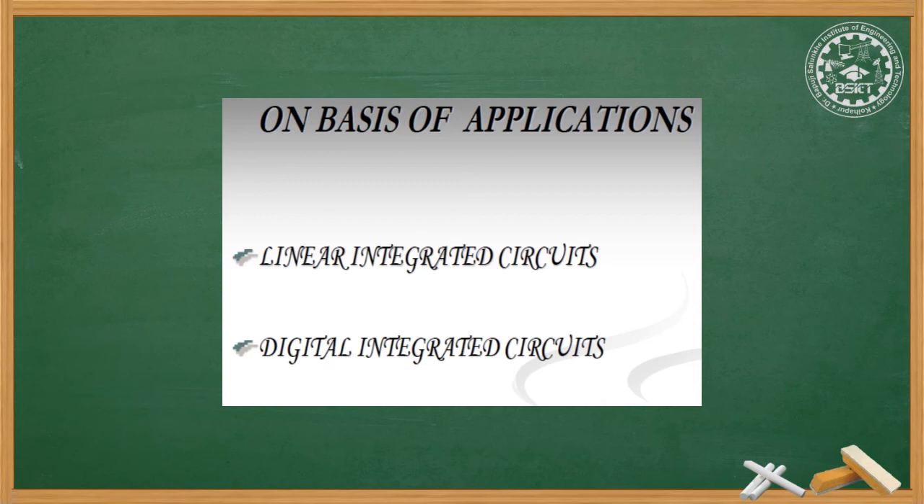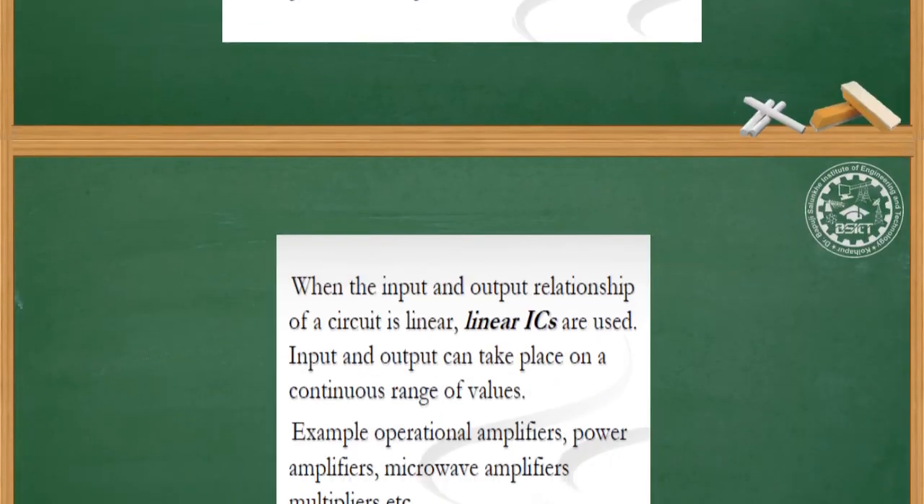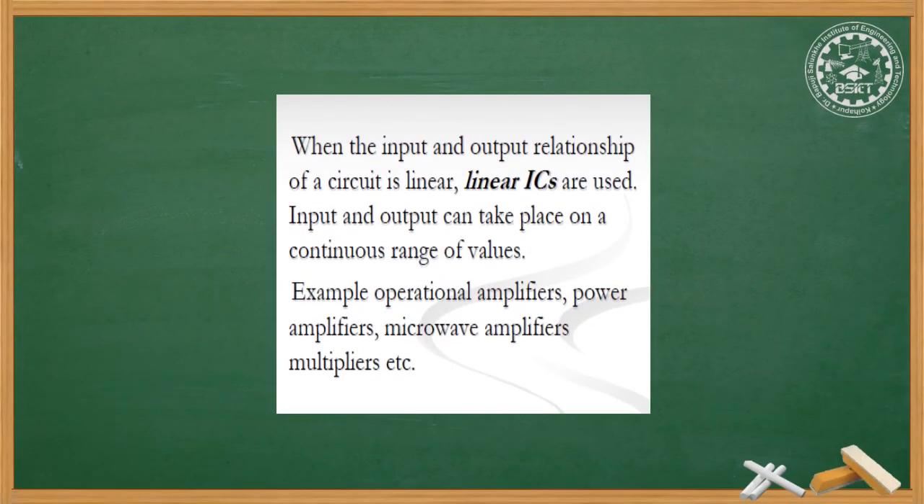And the last classification is on the basis of application: linear integrated circuits and digital integrated circuits. When the input and output relationship is linear, means along a line performance is there, those are linear ICs. Input and output can take place on a continuous range of values, those are analog ICs. Examples are operational amplifier, means op amp, power amplifiers and microwave amplifiers.